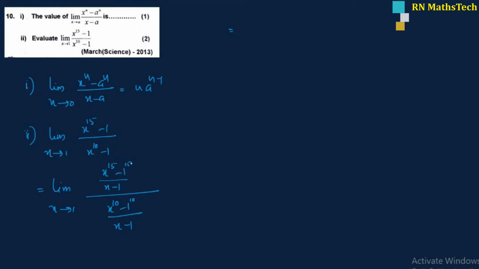So apply the formula, first formula in the numerator. So n is replaced by 15 into 1 raised to 15 minus 1, divided by 10 into 1 raised to 10 minus 1. So any power of 1 is 1. So 15 divided by 10, that is 3 by 2. Okay.